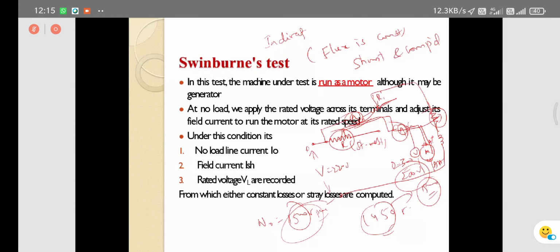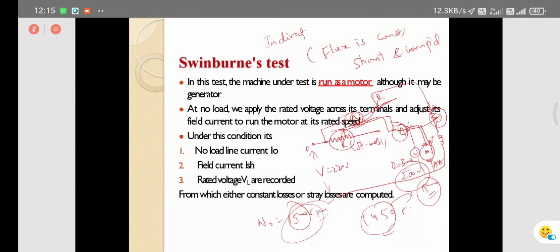This Swinburne test is applicable to shunt generators and shunt motors. In this method the flux is practically constant. In this test the machine under test is run as a motor, so this test is applicable to a motor and not to a generator.